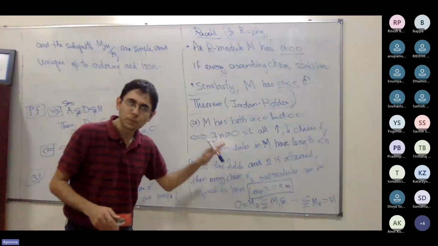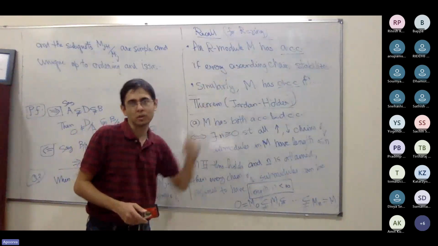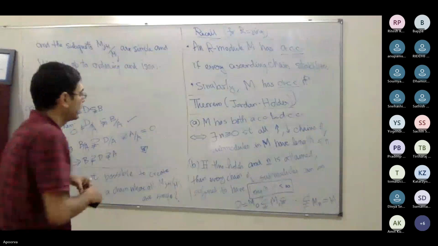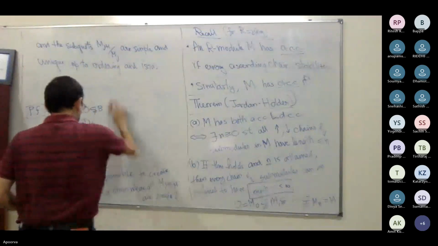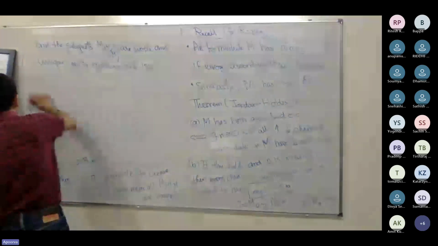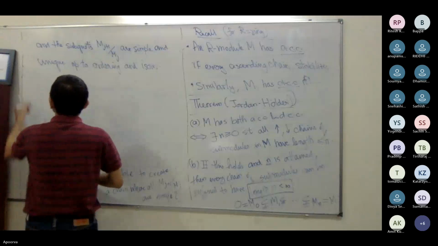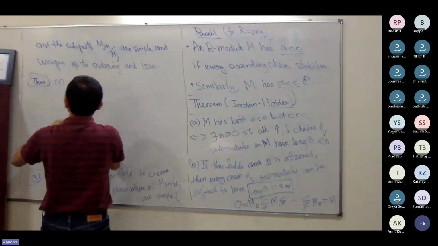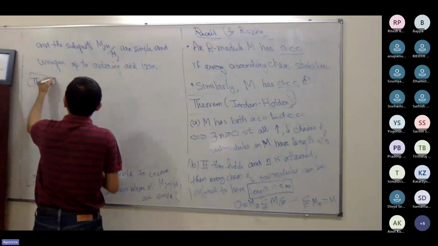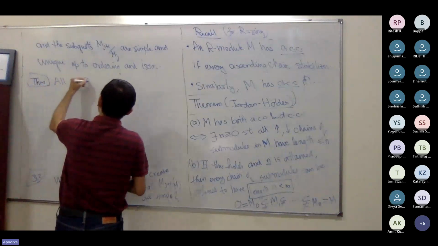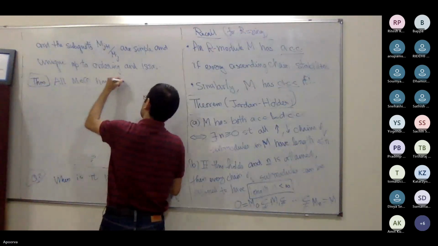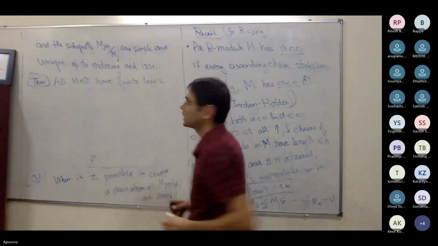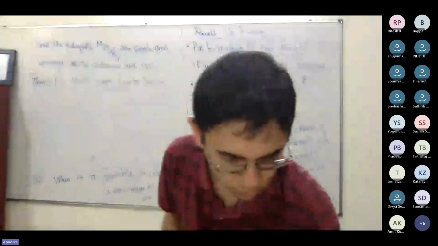As I said, the length is precisely the number of simple quotients that occur inside any maximal chain of subquotients. So now let me write this down. This is the theorem for today: all objects in category O have finite length. This is what we have to prove. That is where I will stop.